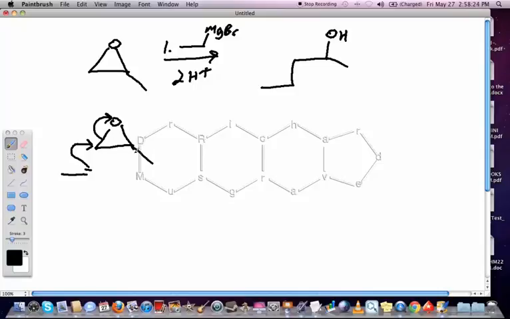So when we have Grignard reagents attacking epoxides, they always attack on the least hindered side, that is the side that has the most room around it, and that would be this one here, which just has two hydrogens attached to it.